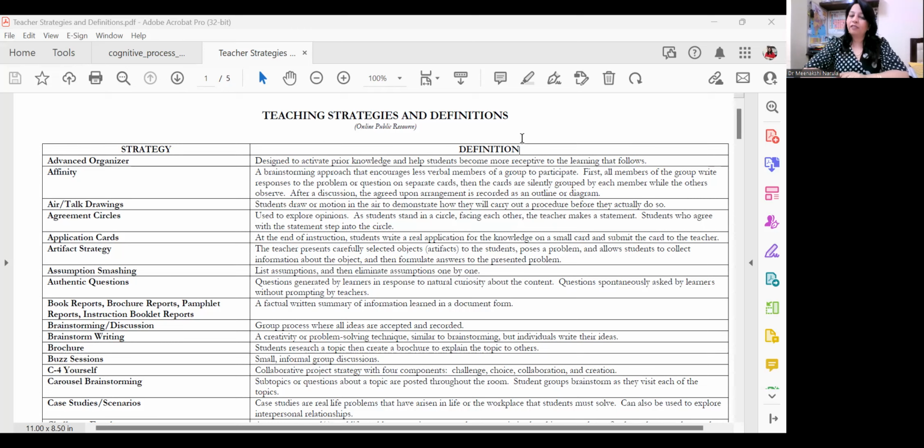And the next one is affinity, a brainstorming approach that encourages less verbal members of a group to participate. First, all the members of the group write responses to the problem or question on separate cards. Then the cards are silently grouped by each member while the others observe. After a discussion, the agreement is recorded in an outline and a diagram.